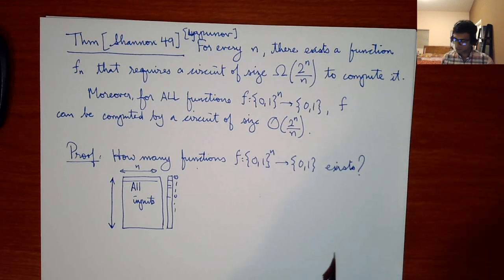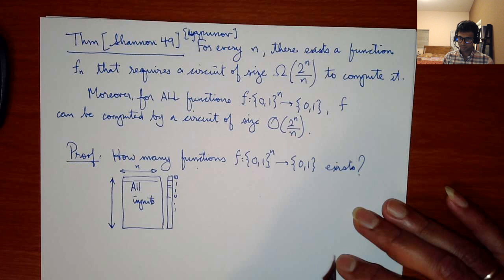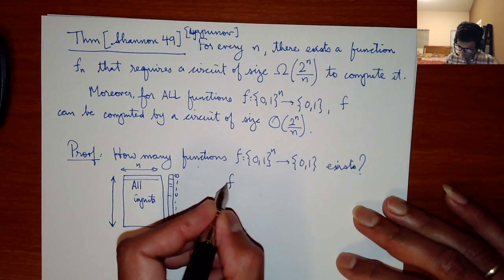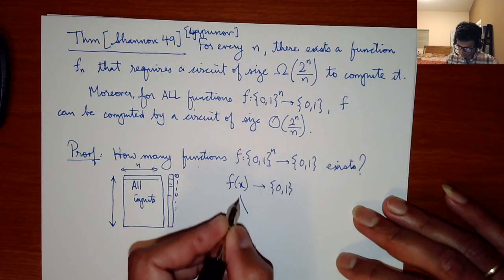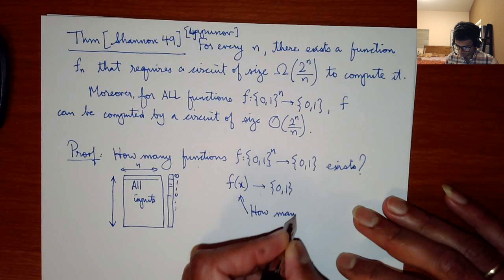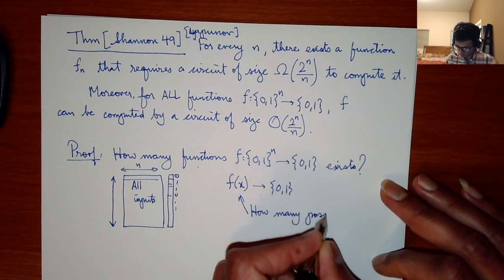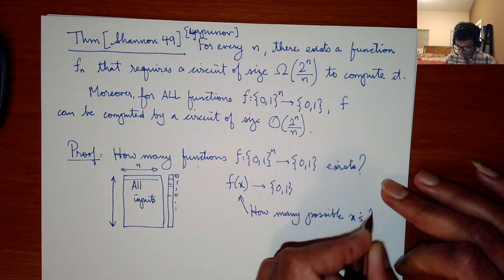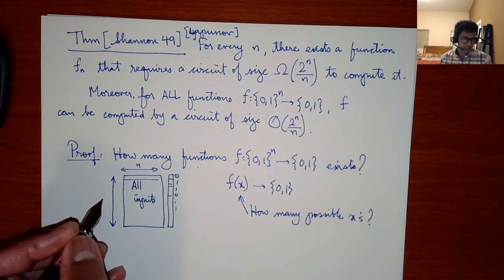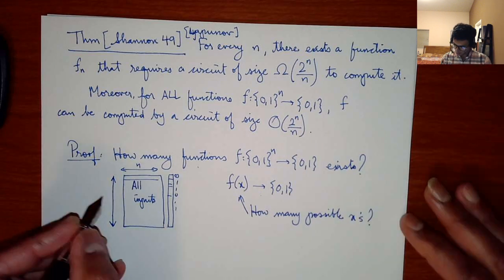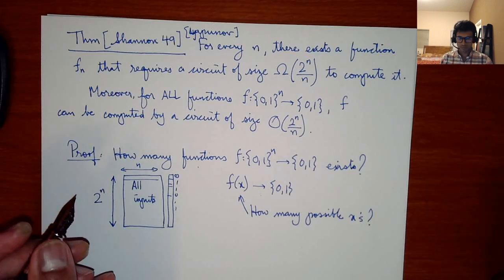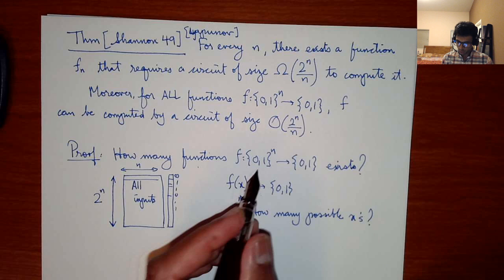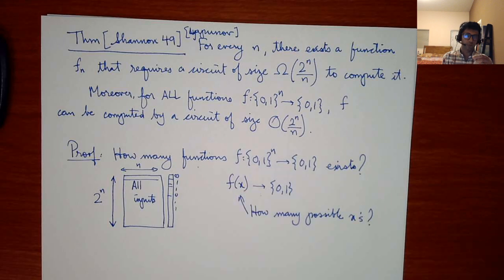My question is, there are n inputs. So think of f of x being either 0 or 1. How many possible x's? This is badly phrased on my part. Input is sort of overloaded here. There are 2 to the n possible settings of the input. There are 2 to the n strings of length n. That's how many inputs there possibly are.